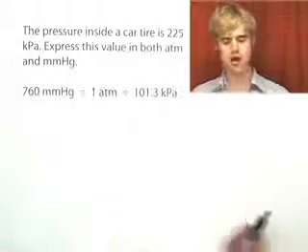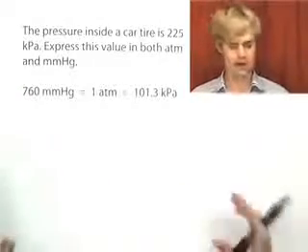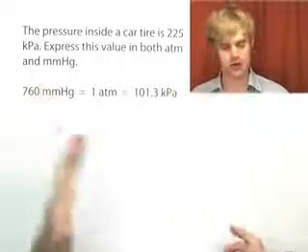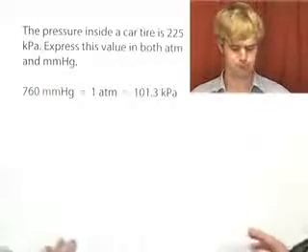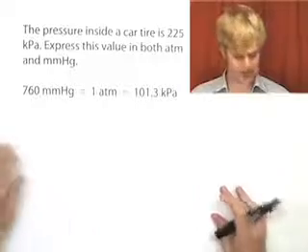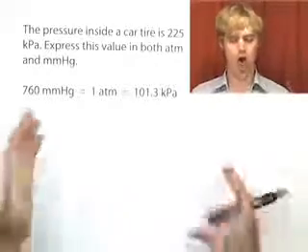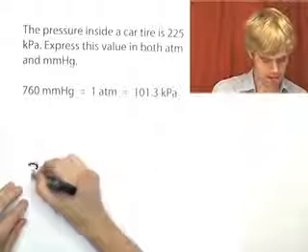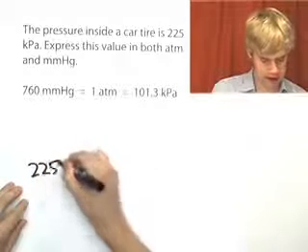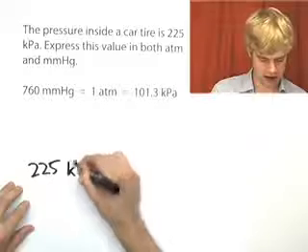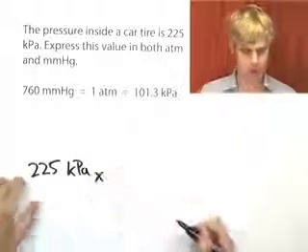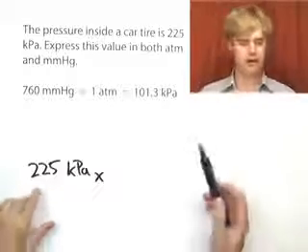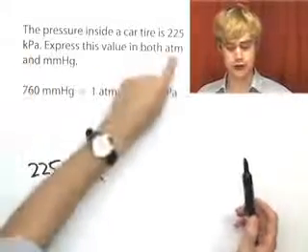So let's get some hands-on experience with converting these, working through this problem. The pressure inside a car tire is 225 kilopascals. Express this value in both ATM and millimeters of mercury. We'll do atmospheres first. As you remember from conversion factors, we always want to write conversion factors before we start the problem. We're starting here with 225 kilopascals, and we're going to want to multiply that by something that's going to give us a new answer. So we're converting from kilopascals to atmospheres.